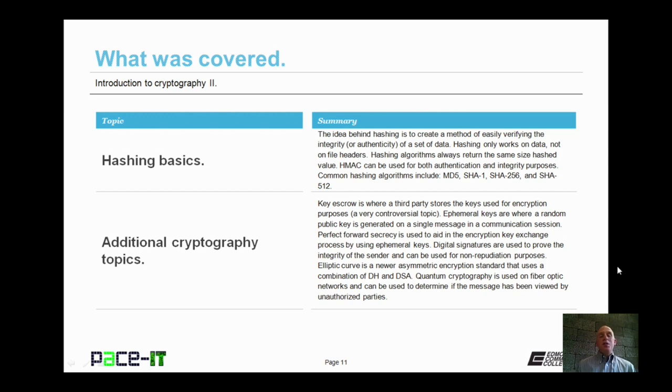That concludes this session on Introduction to Cryptography, Part 2. We began by discussing some hashing basics, and then we concluded with a brief discussion on some additional cryptography topics.